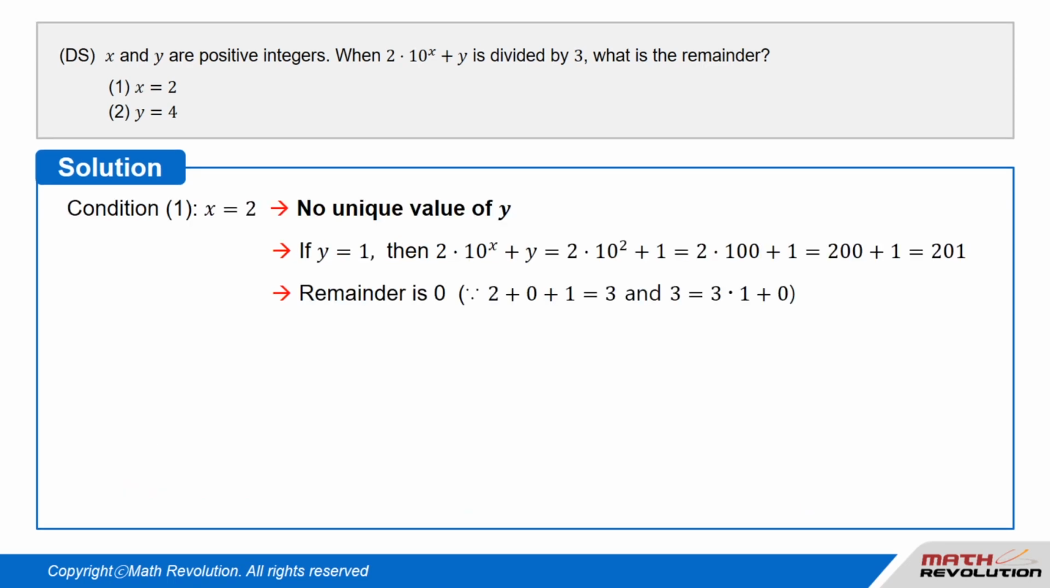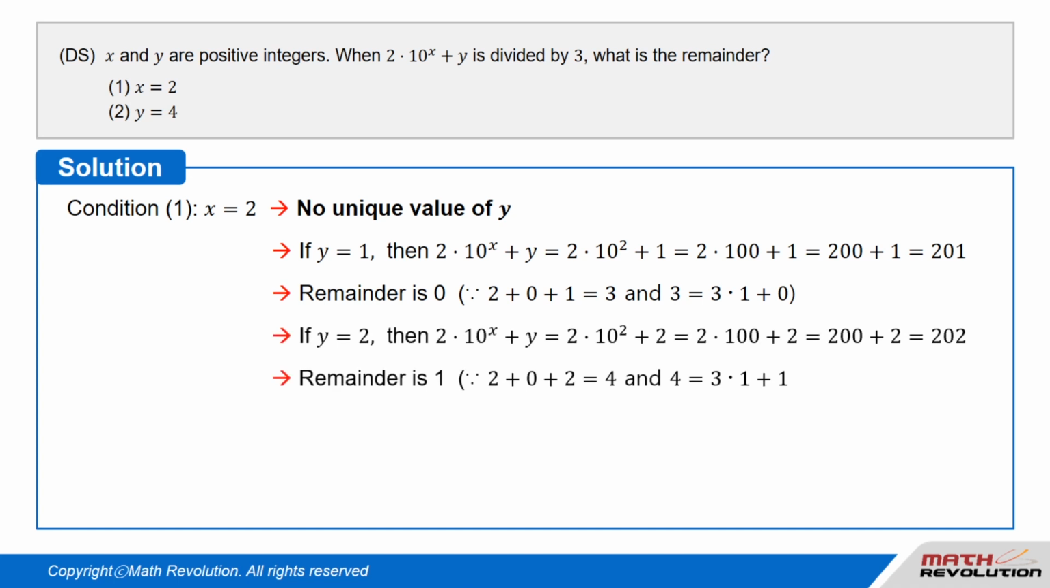Condition 1 tells us that x equals 2. However, we still cannot determine a unique value of y. If y equals 1, then 2 times 10 to the power of x plus y equals 2 times 10 to the power of 2 plus 1, which equals 2 times 100 plus 1, which equals 200 plus 1, which equals 201, which has 0 as its remainder since 2 plus 0 plus 1 equals 3, and 3 equals 3 times 1 plus 0.